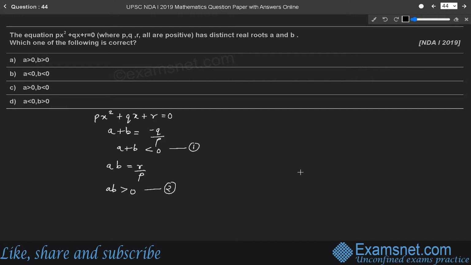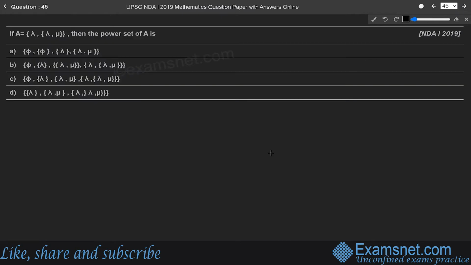Now from equations 1 and 2 we can say that a will be less than 0 and b will also be less than 0. So this is the correct statement for the given question. So the correct option is option number B, a less than 0 and b less than 0. Now moving on to the next question.